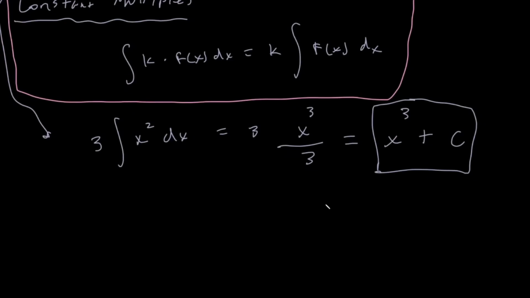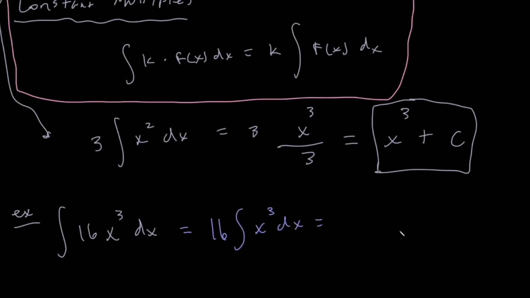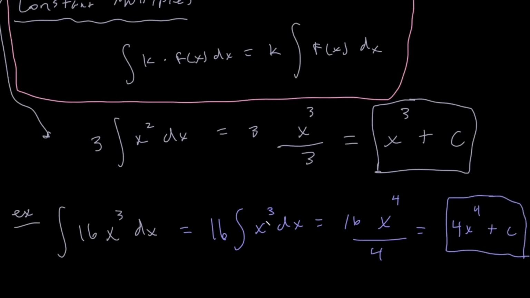Let me try another one. What about 16x cubed? We'll rewrite it as 16 antiderivatives of x cubed. And the antiderivative of x cubed is raise the exponent to 4 and divide by 4. That's 16/4. That's the 16 from earlier. 16/4, I get 4x to the 4th plus c. So the constant is no issue. I just save it until the end when I'm done.